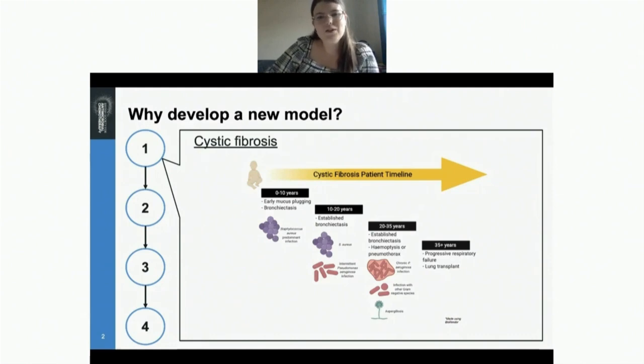As these infections go on and people enter their 20s and 30s, you start to see these chronic Pseudomonas aeruginosa biofilm infections, as well as infection with other gram-negative species and fungal infections. These infections play a key role in leading to the progressive respiratory failure often seen, which tends to require lung transplantation. Although we know a lot about these infections, it is still unknown what drives this change from intermittent infection to chronic biofilm infection and what makes these infections so difficult to treat.